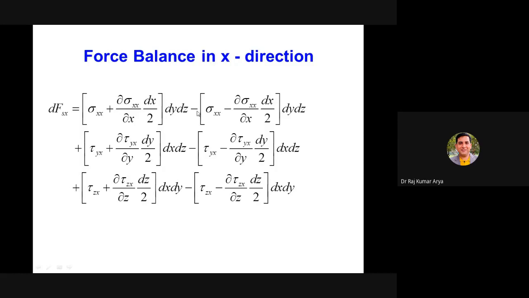Same thing we did in the case of the mass conservation part also, the same thing we are doing here. So this is for the x direction component, this is for the y plane, this is for the z plane. So we have added all of them. That's fine till here.